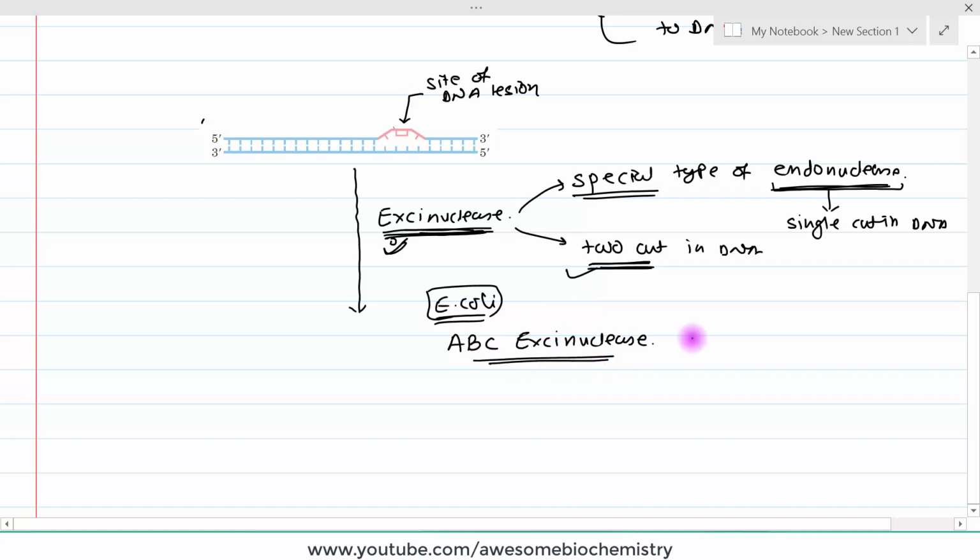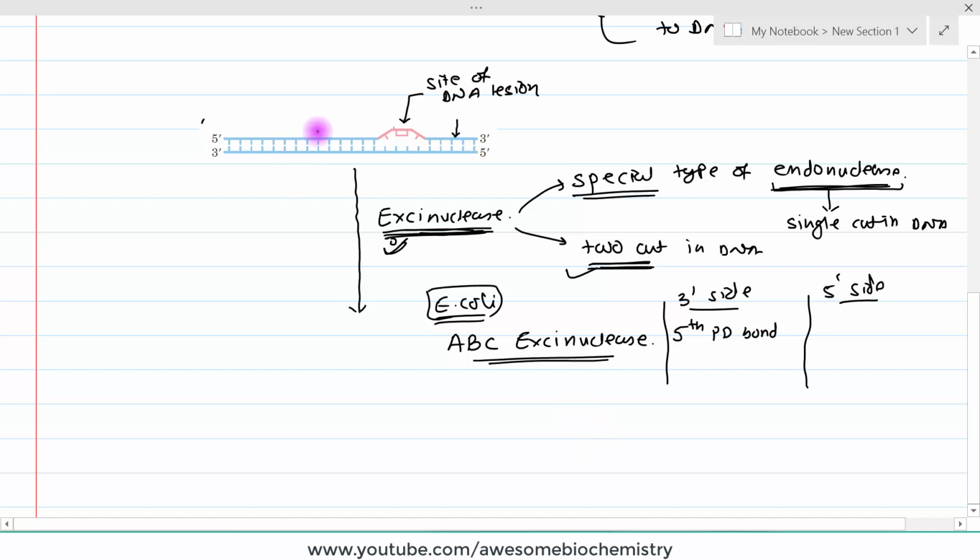Now this ABC excinuclease puts two cuts in this defective DNA strand, right? It puts one cut on the 3' side and a second cut on the 5' side of the DNA lesion. But where exactly is this cut? On the 3' side, from the lesion, it cuts the 5th phosphodiester bond. You can see over here, this is the lesion. So this is first, second, third, fourth, and this is the 5th phosphodiester bond on the 3' side. So one cut is kept over here.